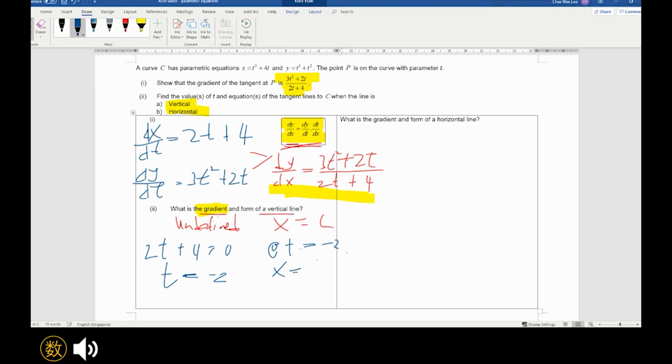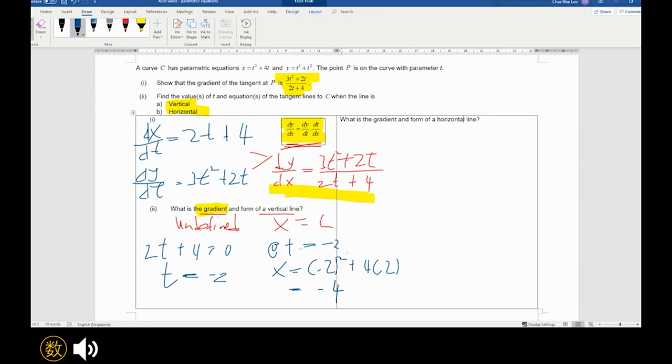So at t equals negative 2, x is equal to negative 2 squared plus 4 times negative 2, giving you negative 4. We do not need to substitute the corresponding value of t into y, because the form of a vertical line is simply in terms of x only. So this vertical line x equals negative 4 is a tangent line to the curve when the gradient is undefined.